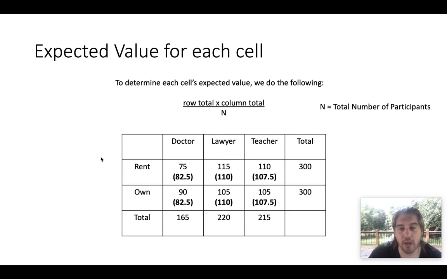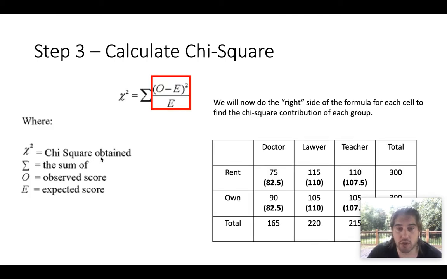Okay, now that we have our expected values, we have everything we need. We have the observations, the O's, and we have the E's. Now we just plug and chug into this formula. That's all we're going to do. We're going to have to do this right side of the formula 6 times, one for each of our real data cells.